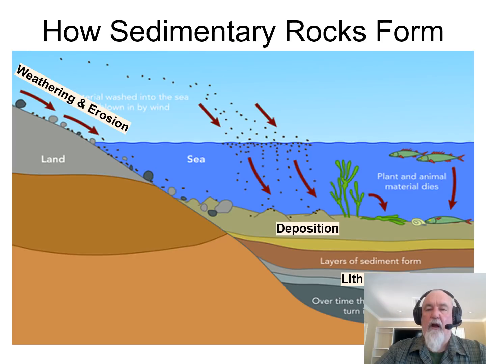Now, sedimentary rocks is our second form of rock. So sedimentary rocks are formed by sediments that have been weathered and eroded away from some rock mass and then moved downhill, transported by wind, by air, but mostly by water into a low spot, which we call a depositional basin.